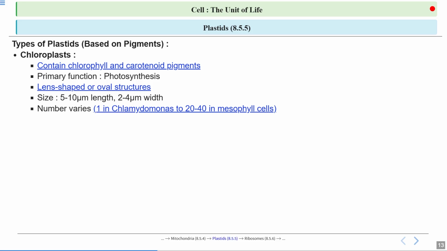Leaves are green in color. Why are they green? Because they consist of chloroplast, and within this chloroplast, chlorophyll pigment is present. They reflect the green color, and that's why they appear green. So chlorophyll provides green color to the leaves.